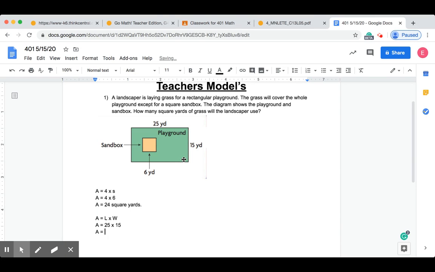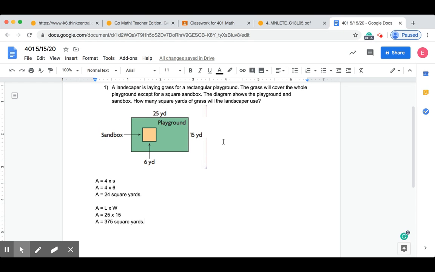So the area of our rectangle will be 25 times 15. 25 times 15 will equal 375. And since we are finding the area, I know that it will be square yards. Now I know that the area of the entire playground is 375 square yards, and the area of the sandbox is 24 square yards. But the problem is asking us, how many square yards of grass will the landscaper use?